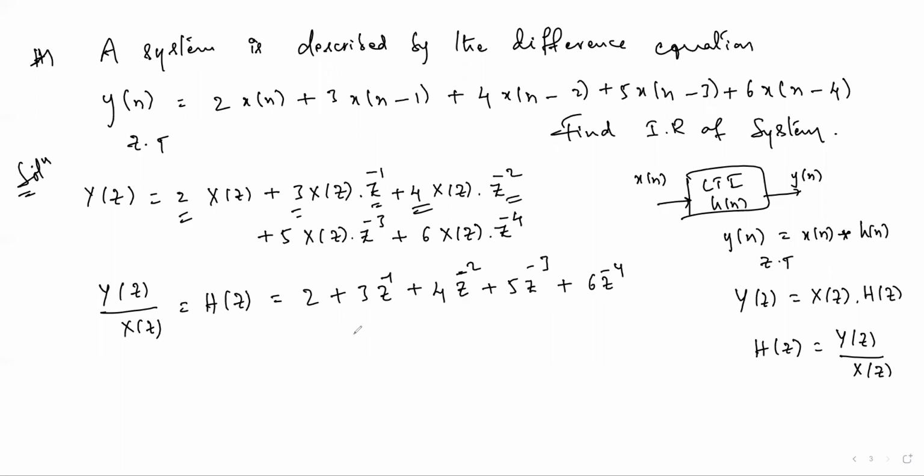Then what is the impulse response? Apply inverse z transform here. You get h of n. So what is the h of n for this? 2, 3, 4, 5, 6. All are in increasing order. No issue. This is h of n.